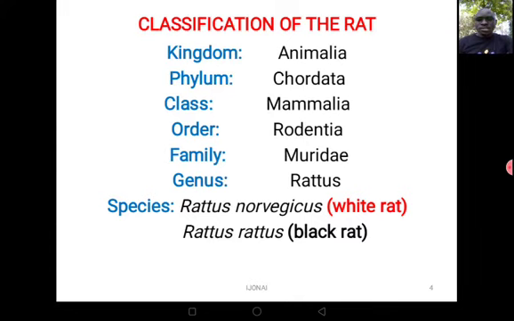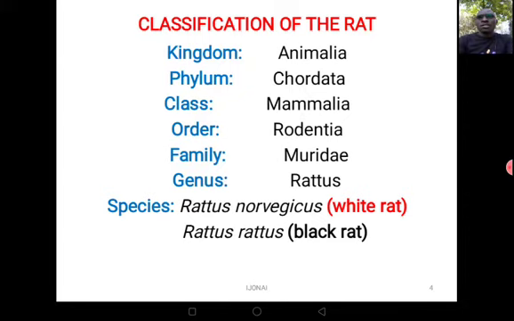And then we have species. If it is the white rat, which is usually used at school, or we call it the laboratory animal, the white rat or the albino rat, its species is Rattus norvegicus. So that one is the white rat. Then the black rat or the gray rat is Rattus rattus. So the two have quite similar characteristics. So whichever you choose to use, it will give you more of the same.